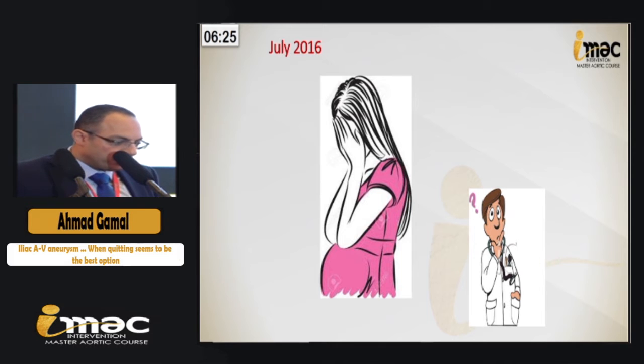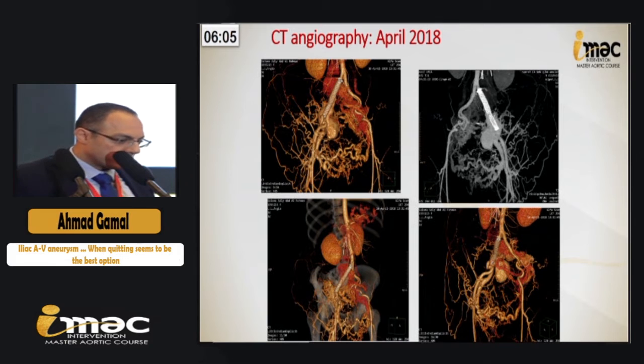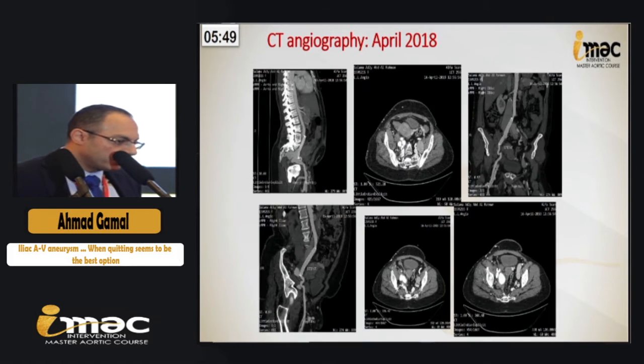Two months later, she became pregnant again with her second baby, and she decided to continue with her pregnancy. So she was followed up for the upcoming 9 months using ultrasound and duplex. This is the CT angio 1 year after delivery, 2 years from the past CT, which shows a moderate enlargement of the right-sided ilio-arteriovenous aneurysm, with marked feeding vessels and collateral veins crossing from the right side to the left side. And these are her axial and sagittal cuts.